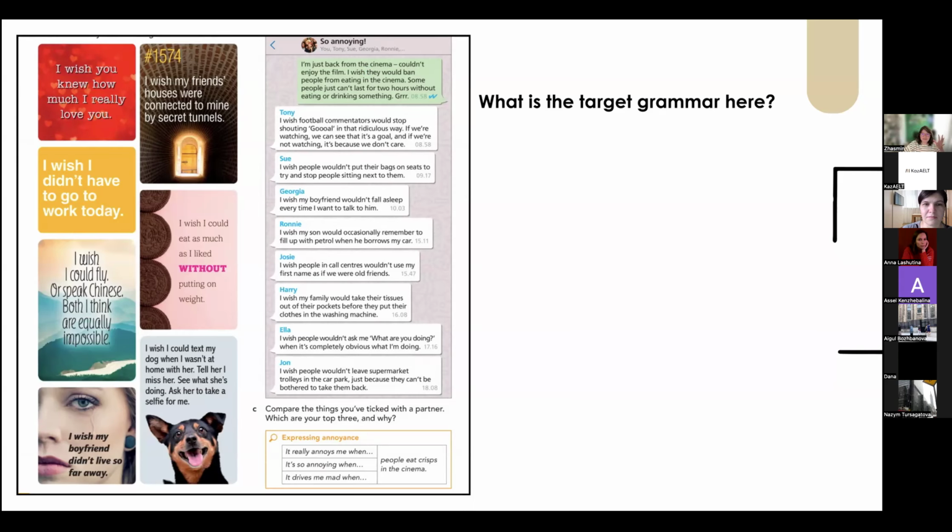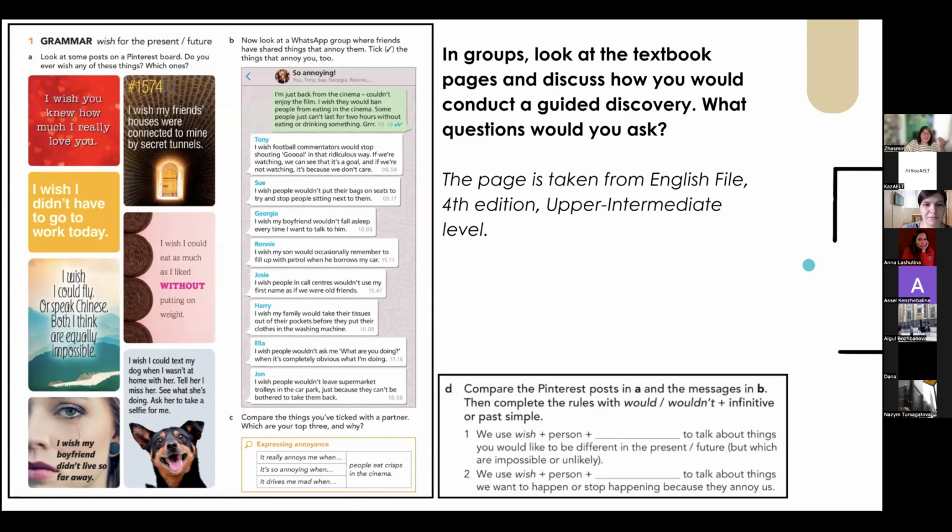So of course here we practice the grammar for wish, for present, and for future. So I wish I could, I wish I would, things like that we have. So these are the pages of, as I said before, English File fourth edition, upper intermediate level. Now tell me, if you notice, we have two types of I wish: I wish plus would, and I wish plus past simple.